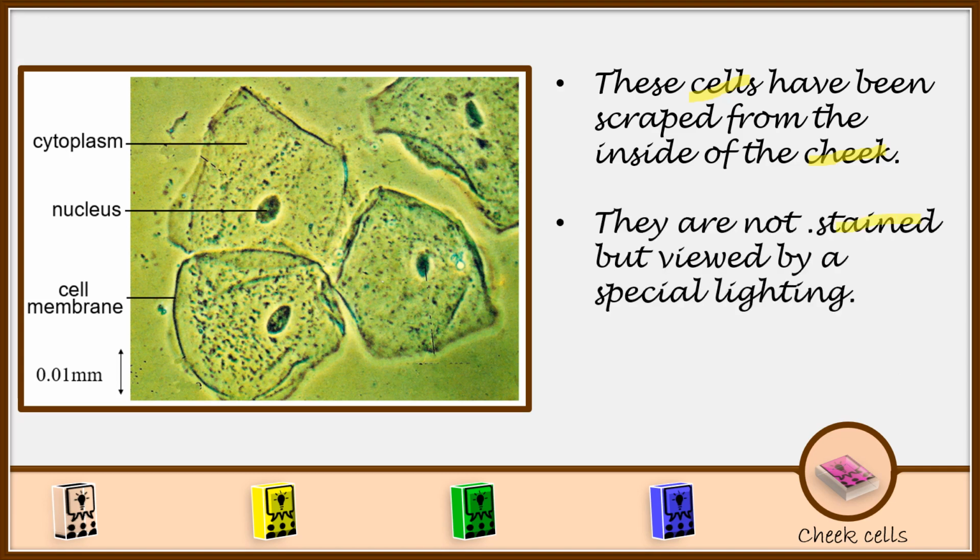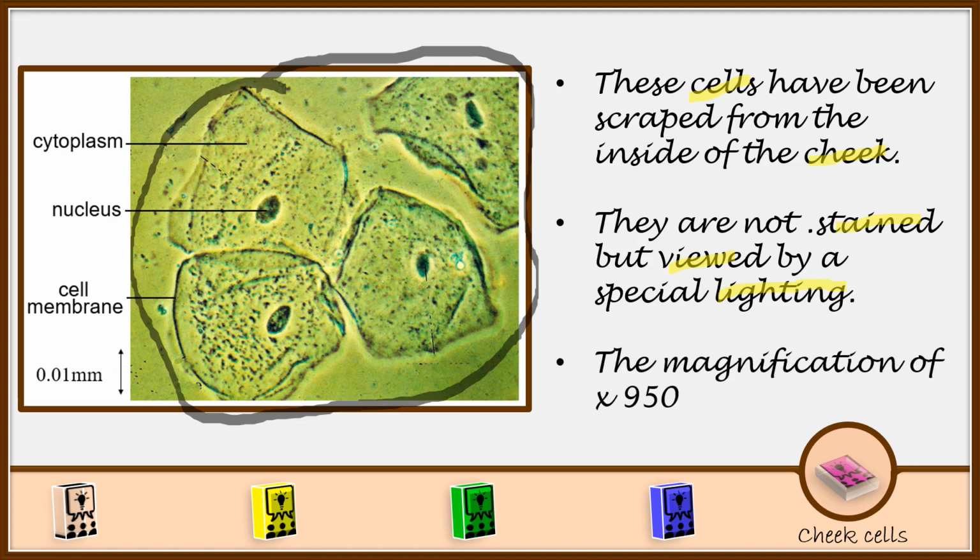That is when you put them under a microscope. They are not stained, but viewed with special lighting. The ones that we are seeing here have not been stained, but they are seen under special lighting. The magnification is 950. These ones have been magnified 950 times for them to be as big as the way you see them.